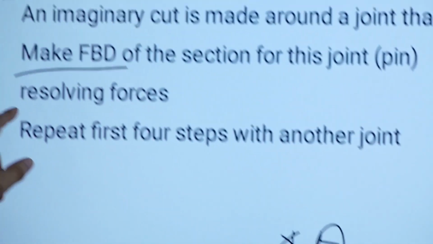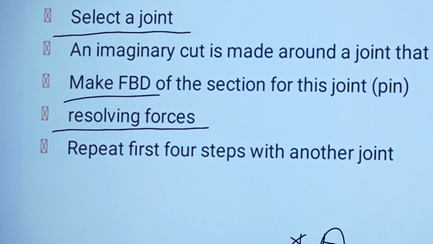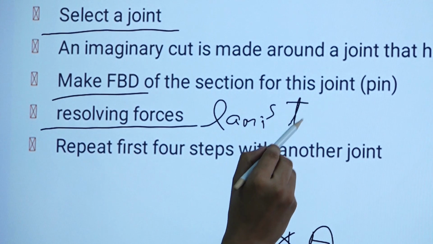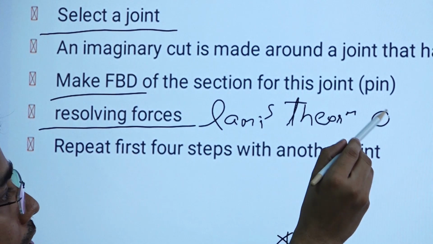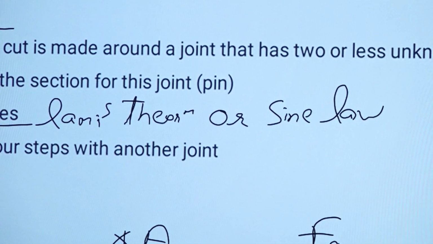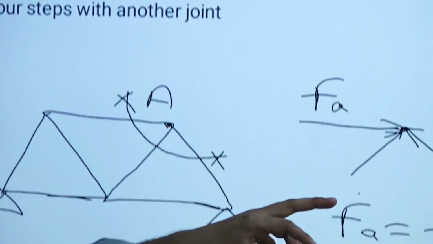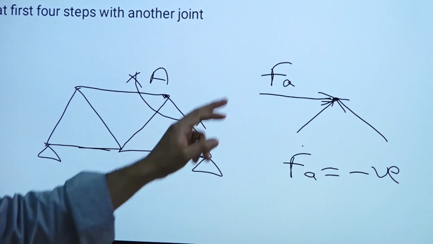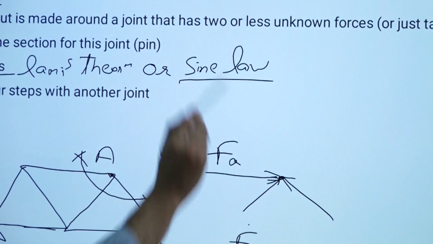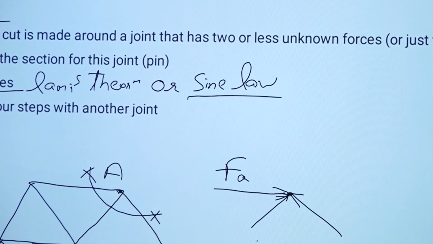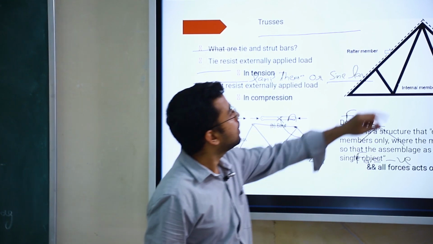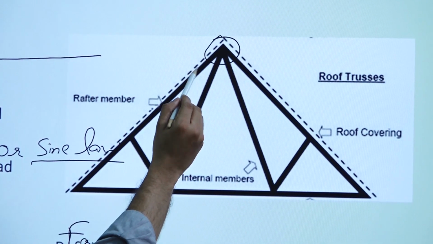The next step is resolving the forces. Here, in place of resolving the forces, you can use Lami's theorem or the sine law, because normally whenever we take a pin, mostly only 3 members will be connected. Because only 3 members are connected, we will have 3 forces, and if we have 3 forces we can use the sine law to solve that problem. If we have more than 3 forces, as you can see here, at this point we have more than 3 forces, like 1, 2, 3, 4.